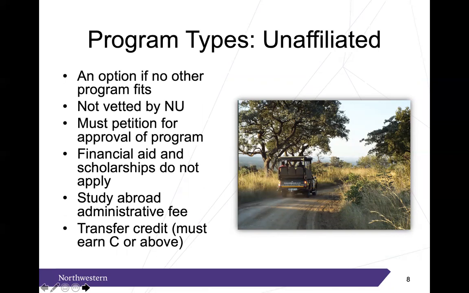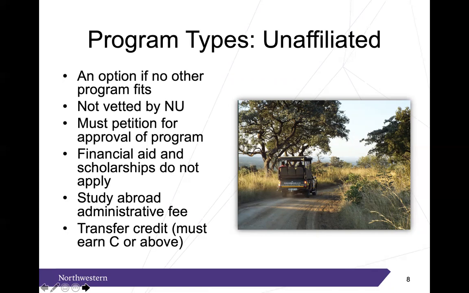Next, we have unaffiliated programs. While we strongly encourage students to apply to Northwestern programs or affiliated programs during the academic year, which have been vetted and approved, we recognize that you may have specialized academic needs that cannot be met by many of our options. In this case, you may be granted permission to apply to an unaffiliated program or foreign institution during the academic year if you present a compelling academic rationale and we can determine that credit will be eligible to transfer back to Northwestern. Note that Northwestern financial aid and scholarships do not apply to unaffiliated programs, and students are required to pay a study abroad fee.